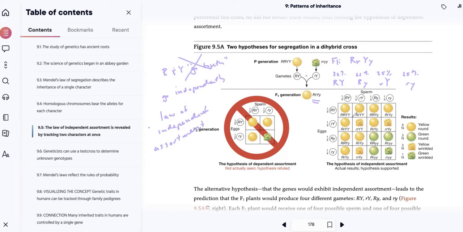And what you end up with is that, well, we're basically getting a 3-to-1 ratio of round to wrinkled. Okay, we're getting a 3-to-1 ratio of yellow to green. Okay, see that in the results here, but they're superimposed with each other. Of the round seeds, three of them are going to be yellow and one of it is going to be green. If you look at the green seeds, three are going to be smooth, one is going to be wrinkled. Right? And so basically, what we're seeing by setting up this dihybrid cross, we've got two alleles going at the same time, is a demonstration of Mendel's law of independent assortment, right?